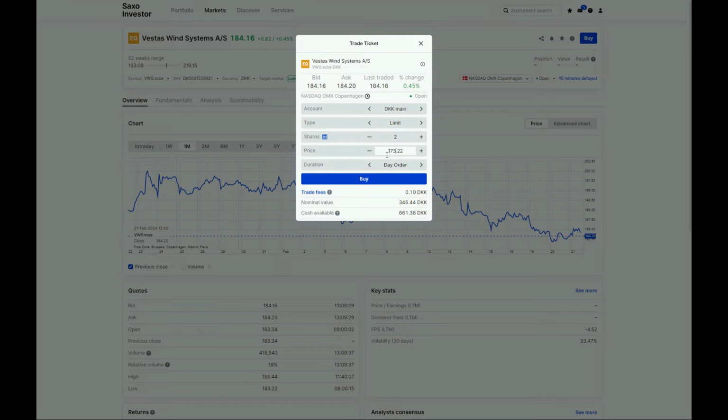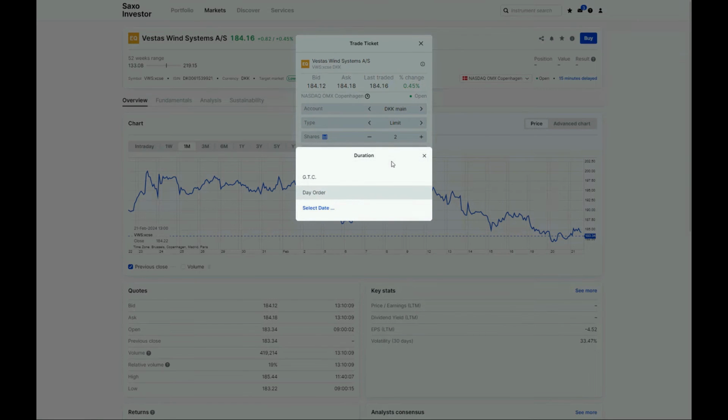This means that I will only want to pay 173 Danish kroner for this share. If the price is anything above that, I will not be buying it. If it comes down to 173, then Saxo will know now's the time to let this demo account buy its shares.